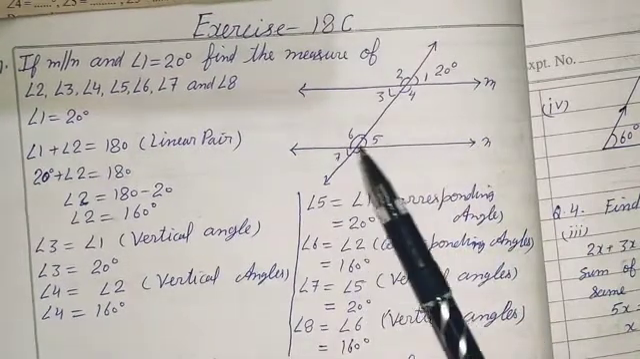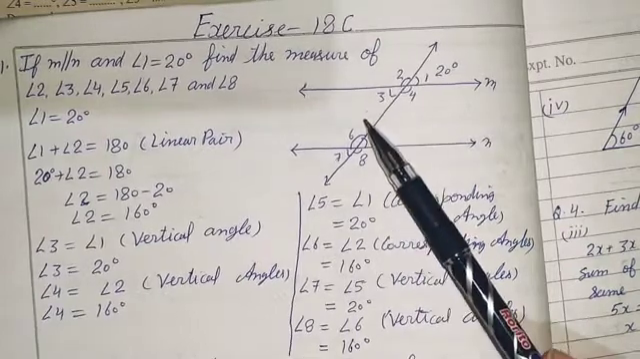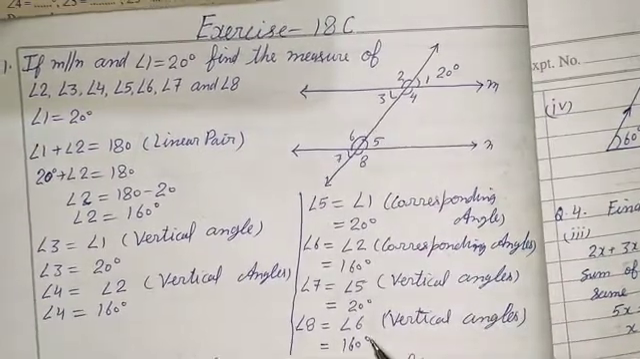Angle 7 is vertically opposite to angle 5, so it is 20 degrees. And angle 8 is equal to angle 6, vertically opposite angles, so it is 160 degrees.